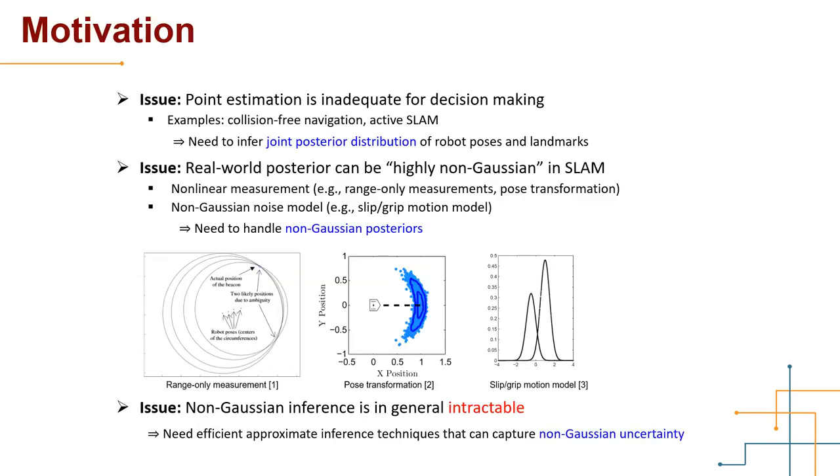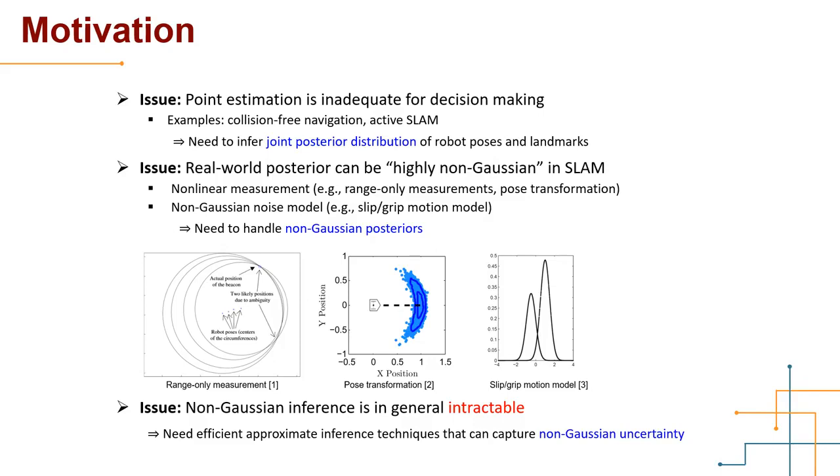The motivation of this work comes from three correlated issues in robot navigation. The first one is the inadequacy of point estimation for decision-making. For example, in collision-free navigation or active SLAM problems, we need to infer joint posterior distribution of robot poses and landmarks for uncertainty quantification. The second issue is the highly non-Gaussian posterior distribution in real-world SLAM problems.